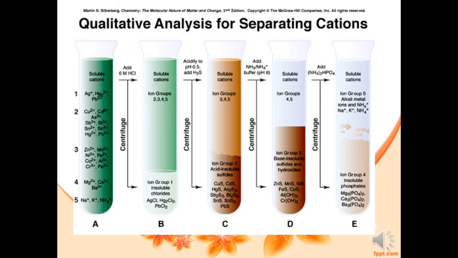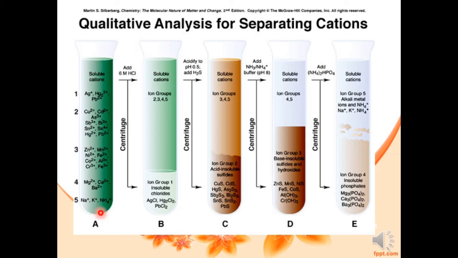Okay, specifically, we have this mixture of cations. So these are grouped into 5 groups based on their precipitation behavior. So we have group 1 here, group 2 here, group 3, 4, and 5.